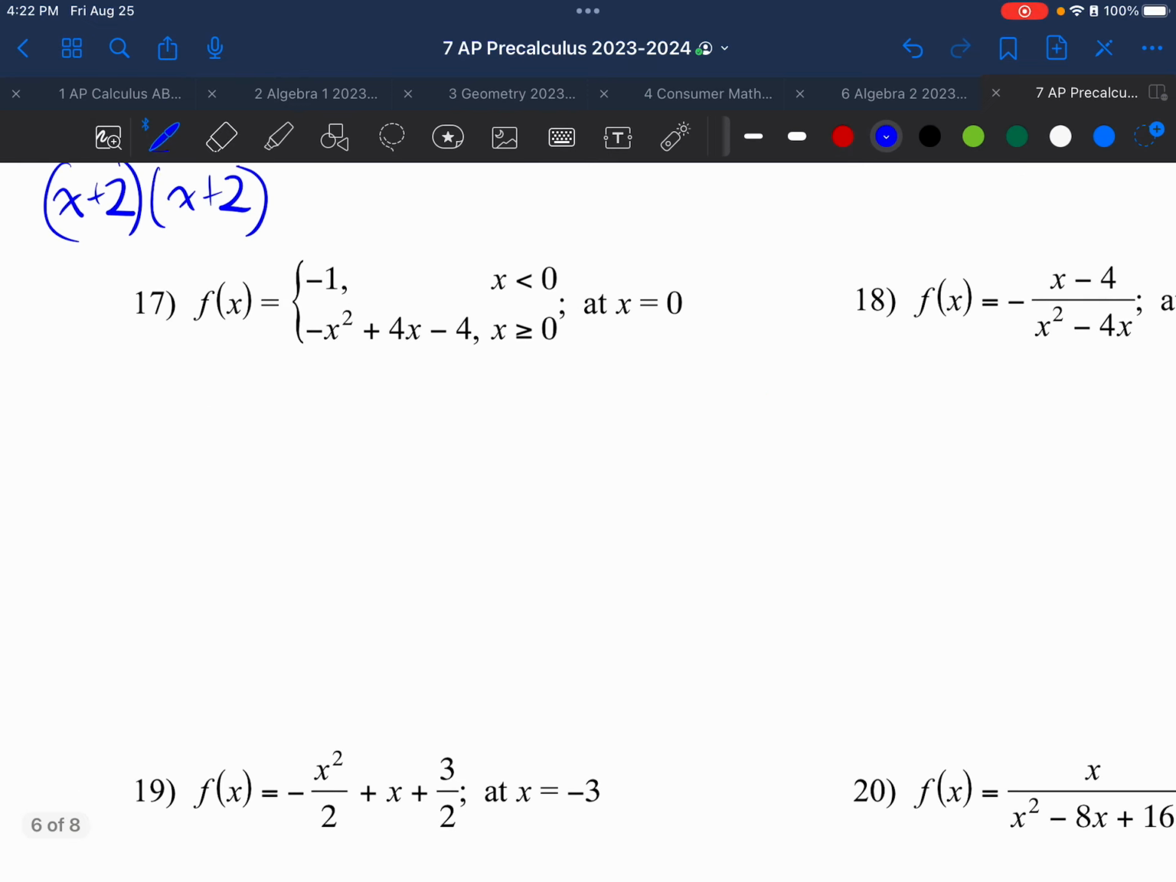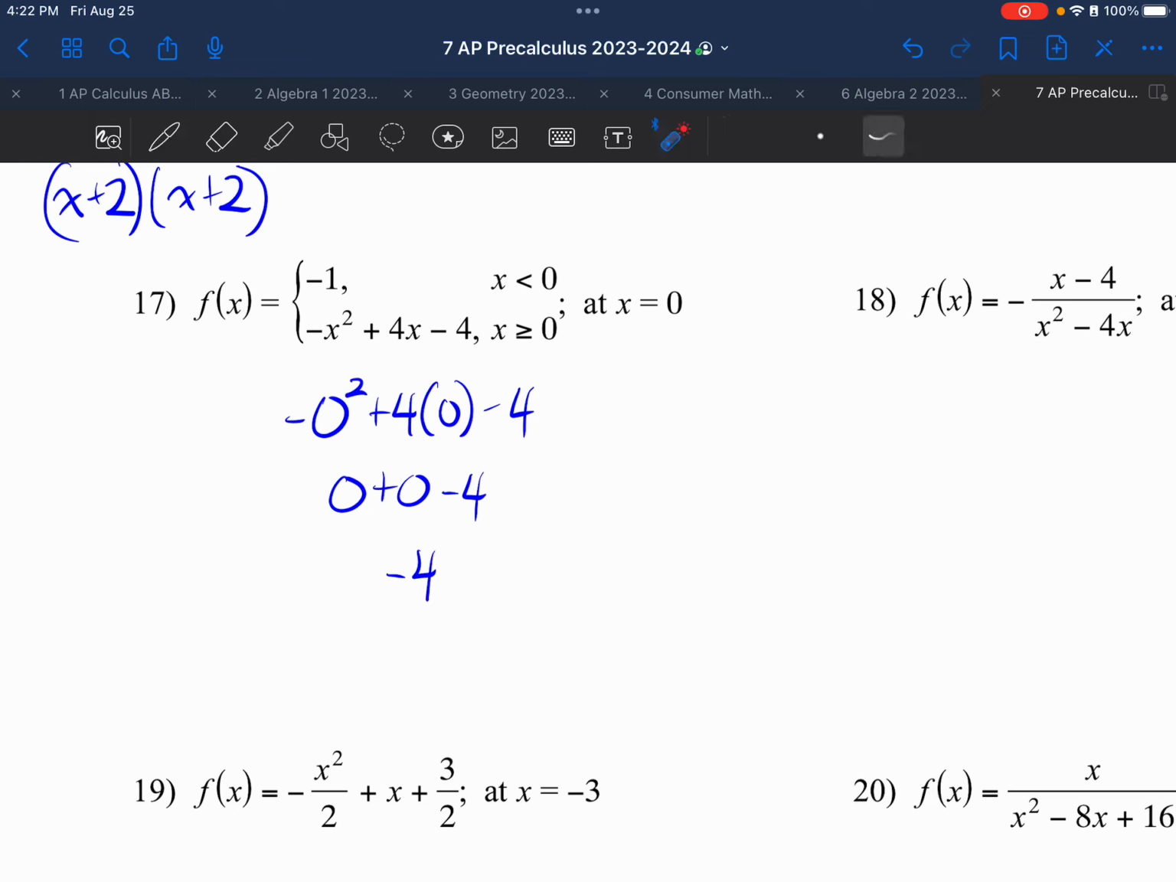Number 17, it's a piecewise function. We just need to make sure that this height and this height match if we plug in our suspect point into each of these x's. So let's do that. I'm going to say this is -0 squared plus 4 times 0 minus 4. Let's see what height it is. Hopefully it's a height of 1, because then it's continuous. If it's not, it's discontinuous. So I get 0 plus 0 minus 4, which is just -4.